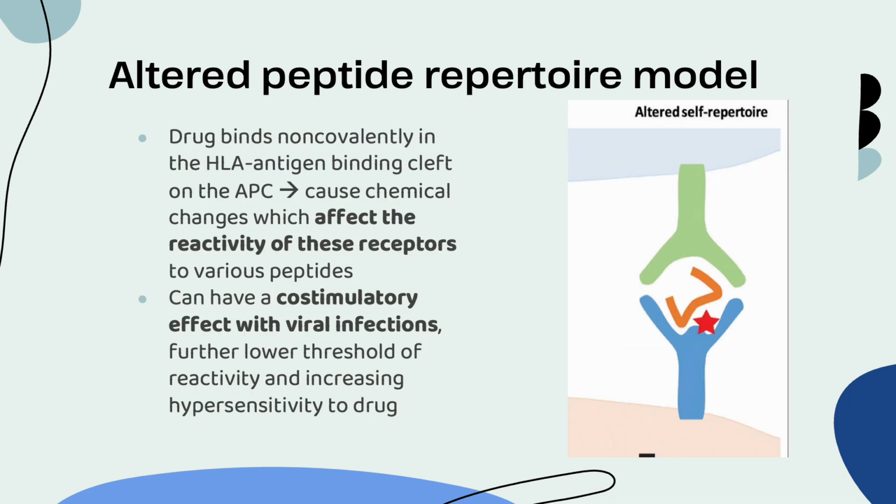Now the final one is a little less known. This is called the altered peptide repertoire model. This one is also non-covalent, and it binds specifically in the HLA binding cleft. This causes chemical changes that are going to change the reactivity of the HLA receptors. By changing that reactivity, these receptors are able to overreact to certain things that should be standard and not dangerous, just like a normal food allergy.